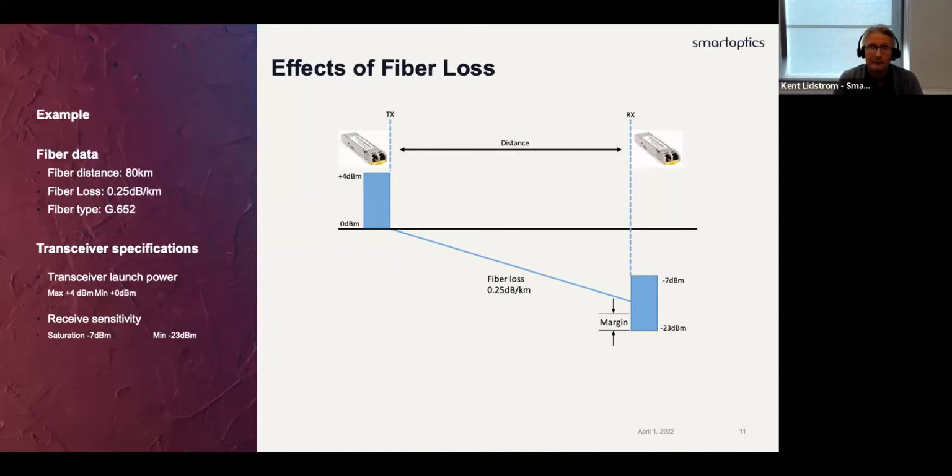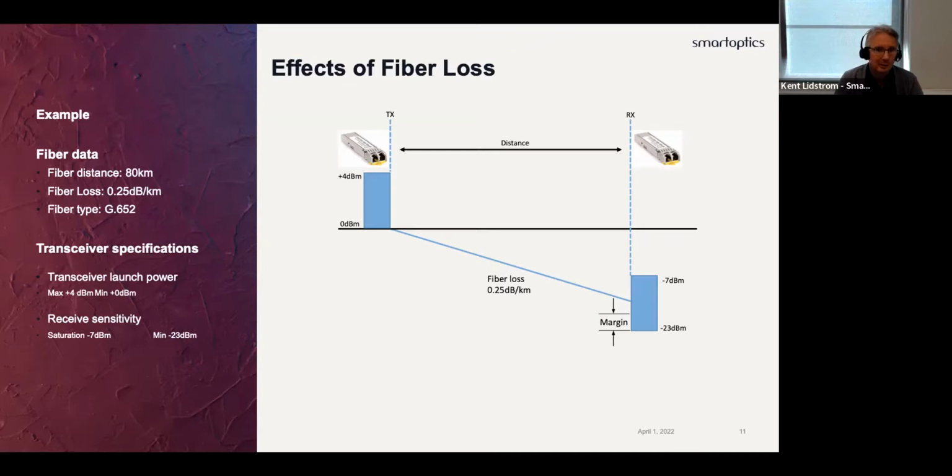First of all, we have the fiber loss. The typical fiber loss of single mode fiber is around 0.25 dB per kilometer. So if we take an example here now, where I have 80 kilometers of fiber, I have 0.25 dB per kilometer loss, and I use the standard G652 fiber. That's standard single mode fiber.